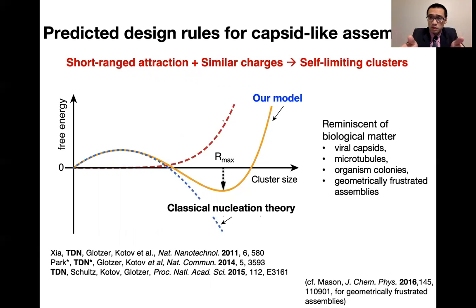optimal cluster size. And this model brings our systems under investigation to have similar physics to that observed in other biological systems, for example the formation of viral capsids, the finite thickness of microtubules, or even geometrically frustrated assemblies, which are also reported to have a similar optimal characteristic size.